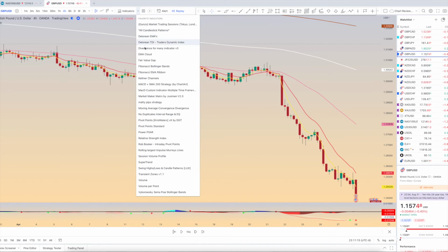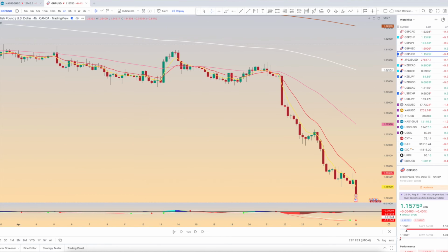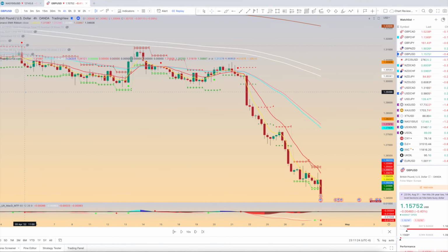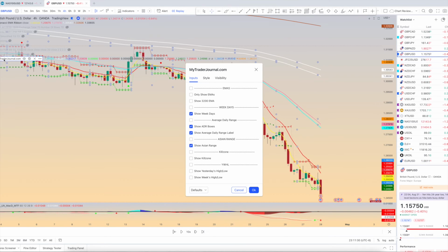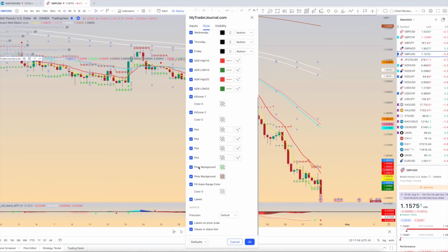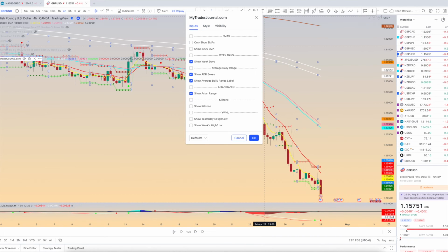There is one here. If I remember the name, I think it's this one right here. Market Maker by Juicyman. Kind of a silly dude's name, but that's okay. So we go into settings, so I guess it appears as mytradingjournal.com. Style, you can set up whatever you want in here. I don't really understand it because I haven't been using it.